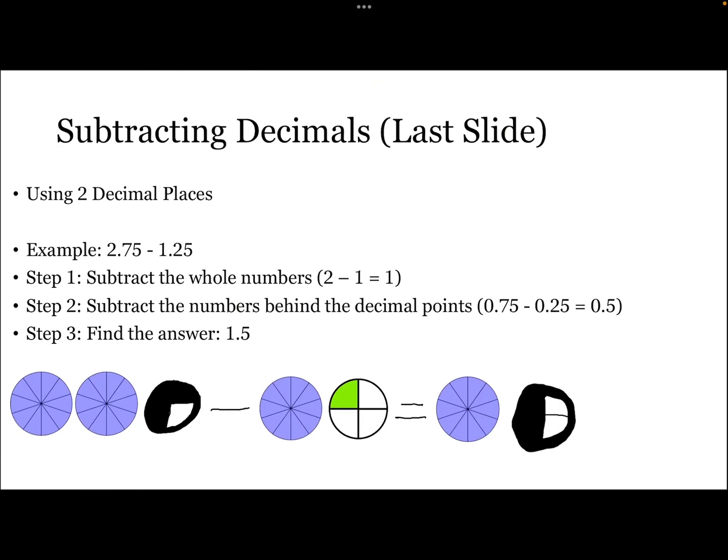And the last slide of subtracting decimals. And this time we're also going to use 2 decimal places. Example, 2.75 minus 1.25. Step 1. Subtract the whole numbers. 2 minus 1 equals 1. Step 2. Subtract the numbers behind the decimal points. 0.75 minus 0.25 equals 0.5. And then step 3 is to find the answer. Since the ones place is 1 and the tenths place is 5, your answer would be 1.5.